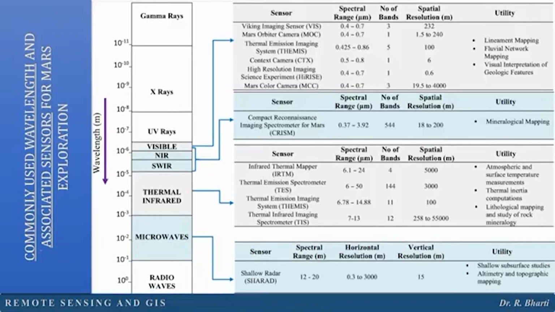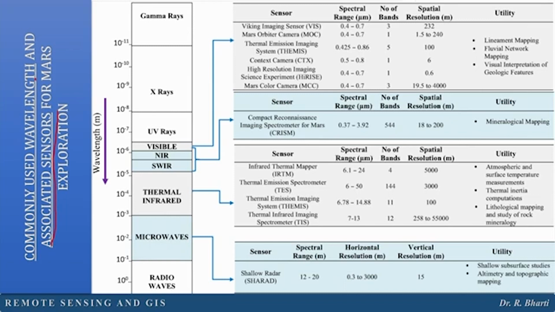For such studies, what are the different types of sensors which are giving us the data? Let us understand the different types of sensors available and their potential applications. Here you can see the commonly used wavelengths in different studies and associated sensors. That means the sensors available in space which can give you data of the Martian surface, in what wavelength they are working, and what is the major utility of that data.